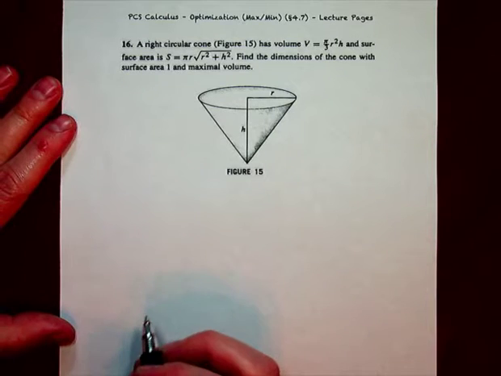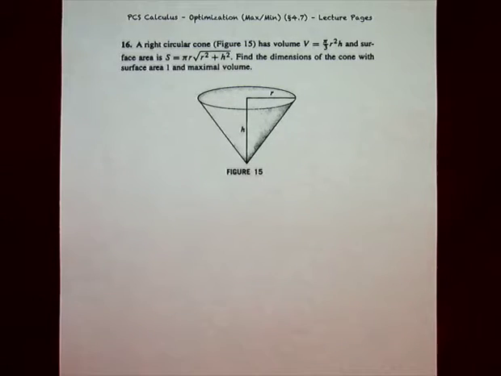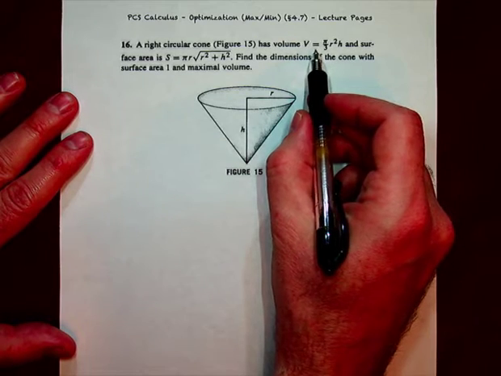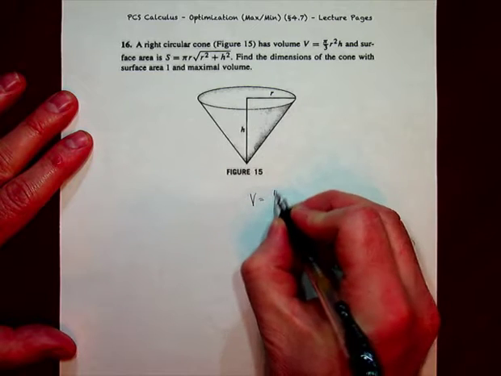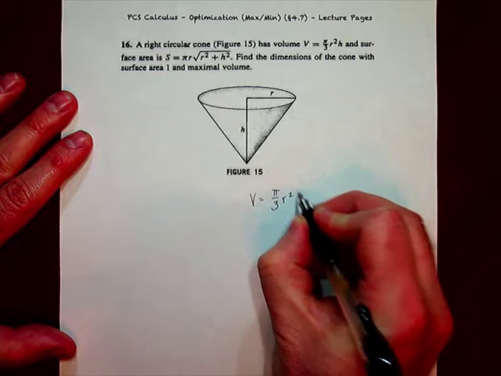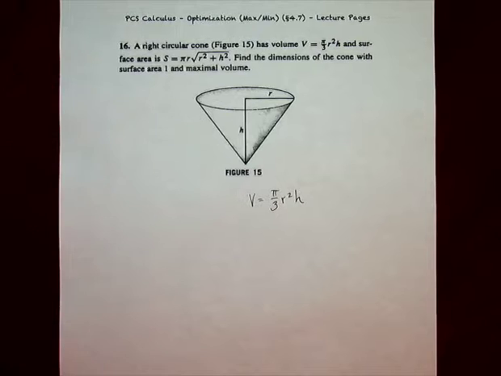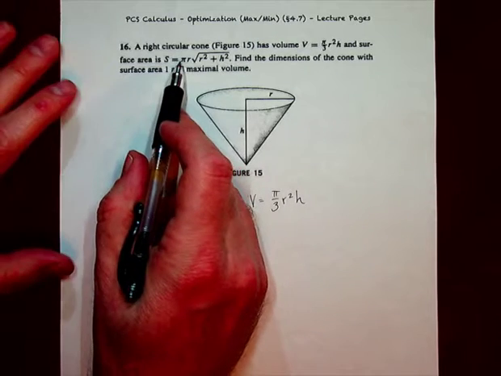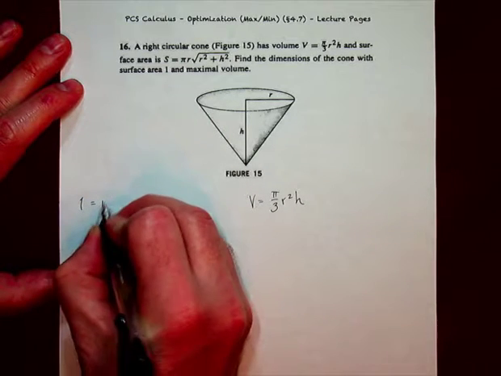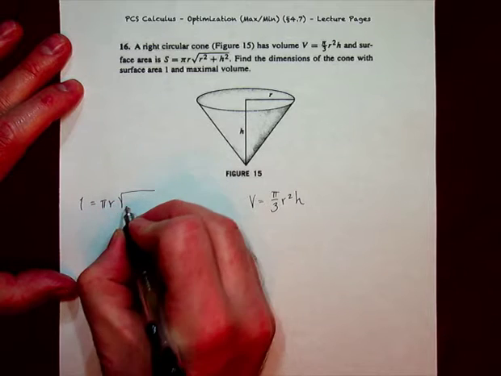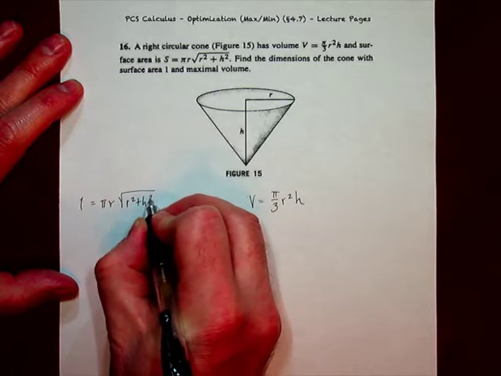Now, surface area of 1. So I have two equations. This one is the one I'm maximizing, right? So I basically have V equals pi over 3 r squared h. But I have a problem, as I usually do: I have an equation of 3 variables and I really want to get it down to 2. So the question is, how am I going to use this over here to do that? And so I have 1 equals pi r times the square root of r squared plus h squared.